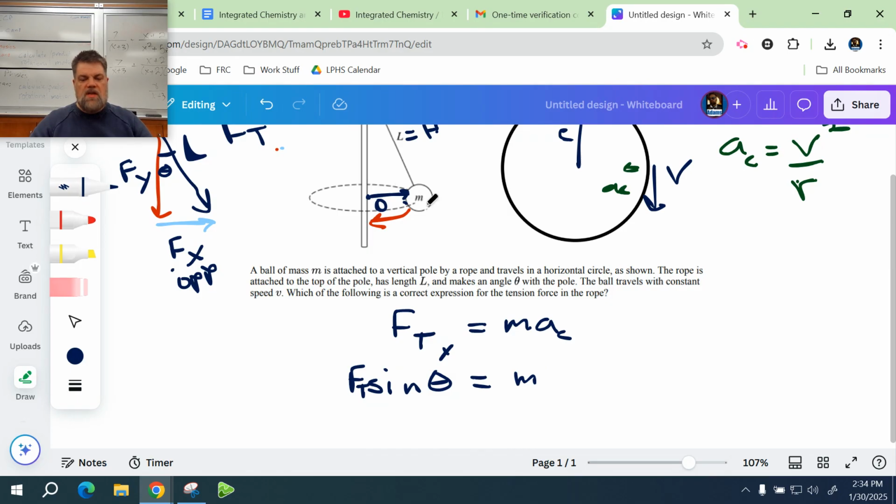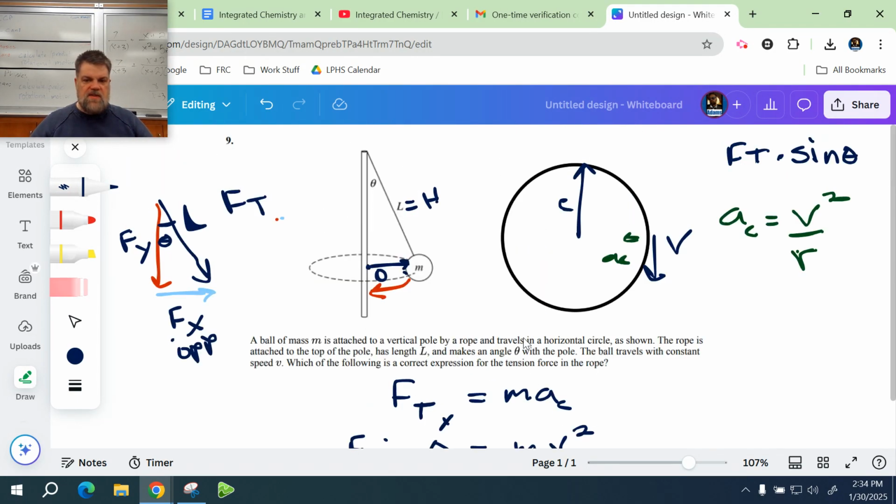Because the ball is trapped in the circular path. It's not going out further. It's not going in further. So they would be equal. So the circular path doesn't get a larger radius or a smaller radius. They should be equal. So then I'm going to plug in velocity squared over the radius. So far, so good. So now, what is the actual radius of the circle?